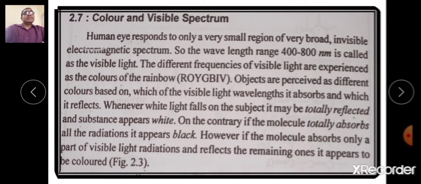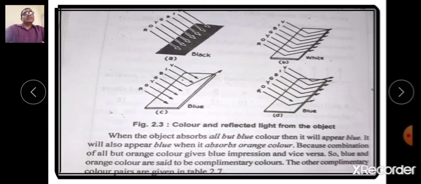Now in the third case, we can see the color of the substance. When the white light falls on the substance, except some light, the remaining light is absorbed, and the reflected light is the color of that substance. It is clear from the next diagram. The first diagram I have cleared.